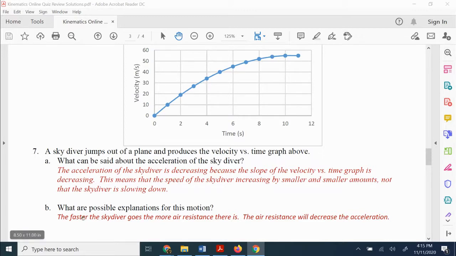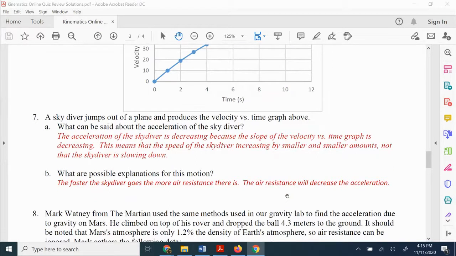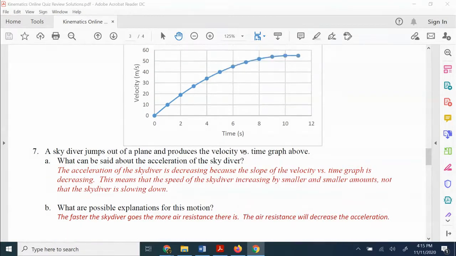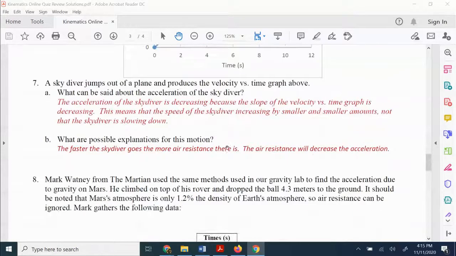So as we think about this real world situation, why would that be? Well, the faster you go, the more air resistance there is. And so at some point, you're going to reach what is called terminal velocity. That's basically when you're not going to go any faster, and it's because the force of gravity is canceled out by the force of air resistance. So basically, the air resistance is going to stop you from accelerating anymore. So that's what's going on there.